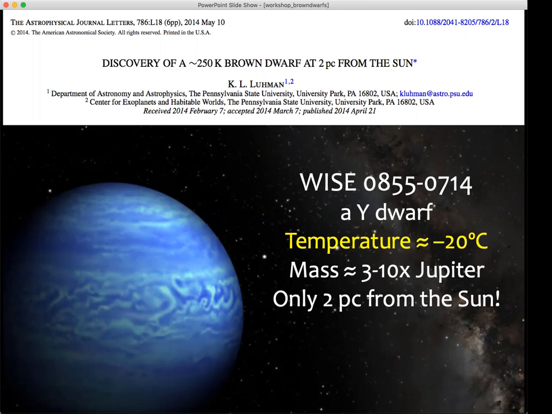And the lower limit is just coming into thermal equilibrium with the universe, which is 3 Kelvin. So they have plenty of room to go down to lower temperatures. And again, this is only about 2 parsecs from the sun, which is really close. Something like the 4th or 5th closest star to the sun. Found back in 2014.